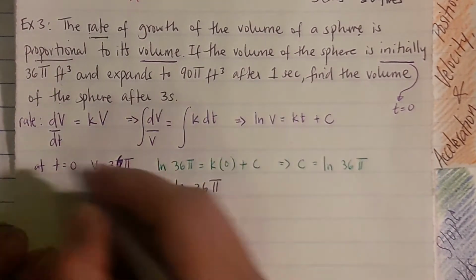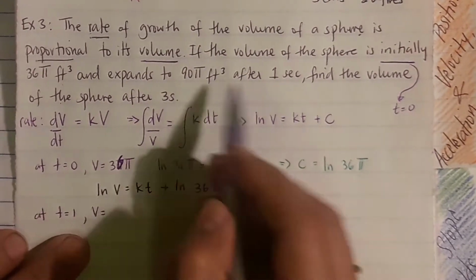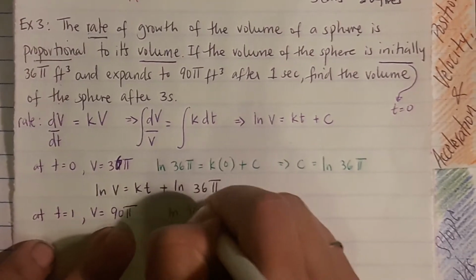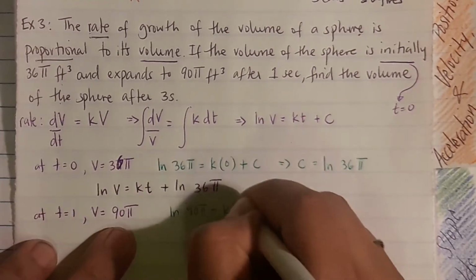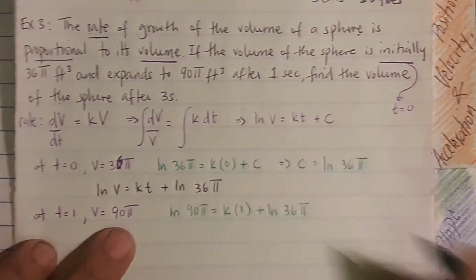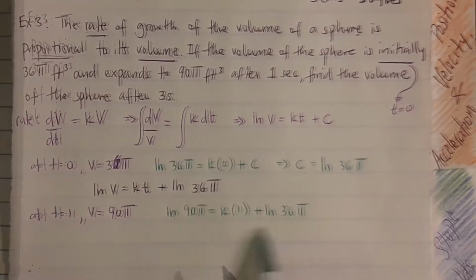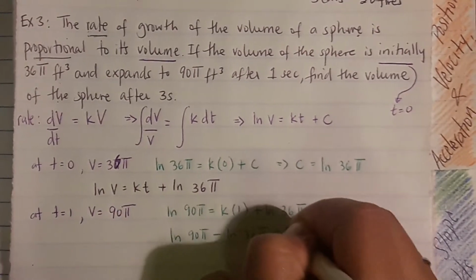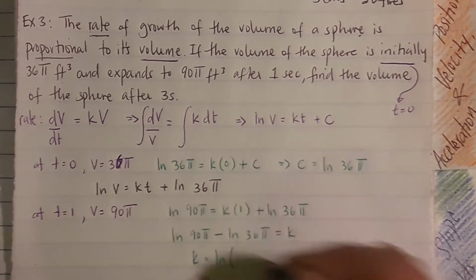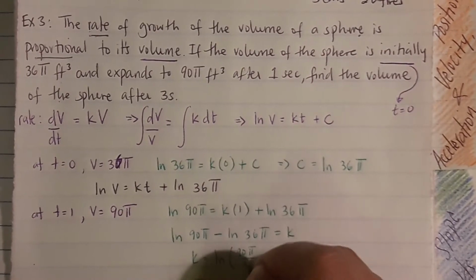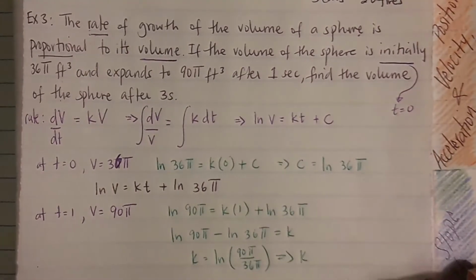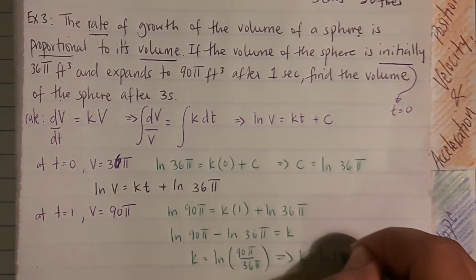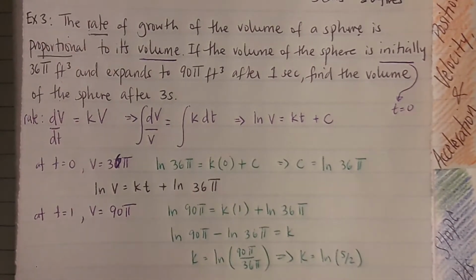Okay, at t equals 1, the volume is 90 pi. So now I'm going to plug that in to find out what k is. So log of 90 pi equals k, and this time t is 1, plus log of 36 pi. So now take log of 36 pi to the other side, so it becomes subtraction. And if you remember the properties of logs, whenever you have subtraction, it'll be log of the division of the individual terms. And that simplifies to log of 5 over 2. It's a listening check. Circle k equals log of 5 over 2.